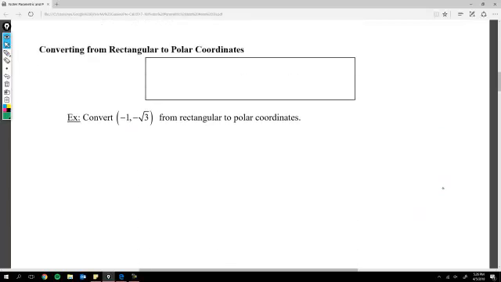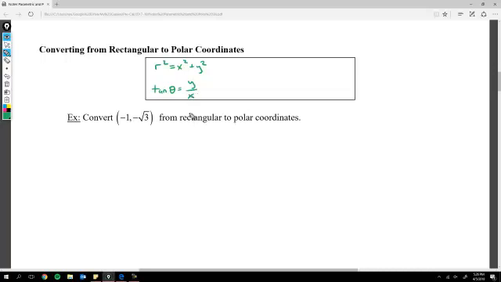Now, converting the other way, there are more equations that are going to be really important for you to memorize. Luckily, you've seen them both before. The first one is r squared equals x squared plus y squared. Hopefully you have seen this before. This is literally the Pythagorean theorem. My second equation is tangent of theta equals y over x.